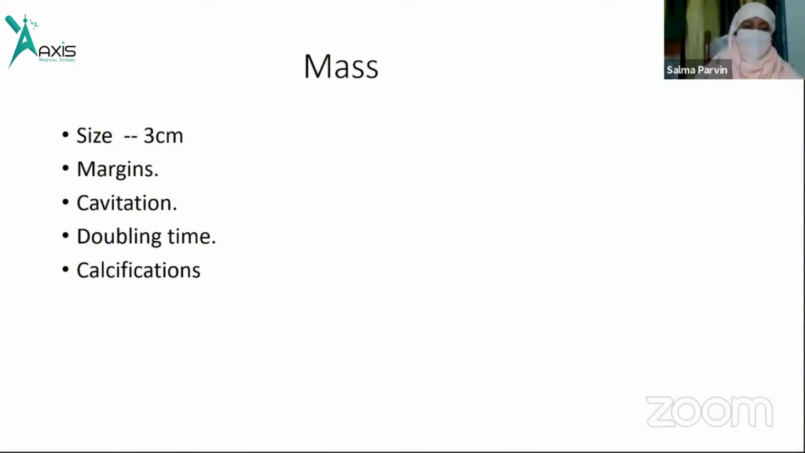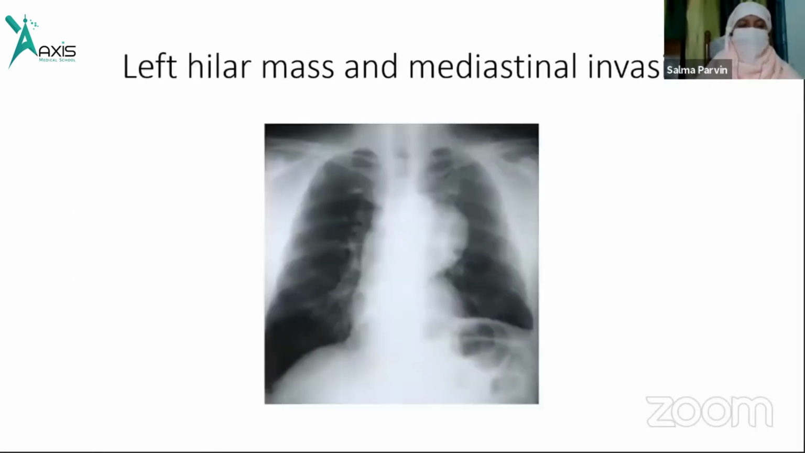The calcifications seen in a mitotic lesion may sometimes be present, but benign calcifications are scattered. So this may lead you to a conclusion whether it would be a malignant or a benign lesion.